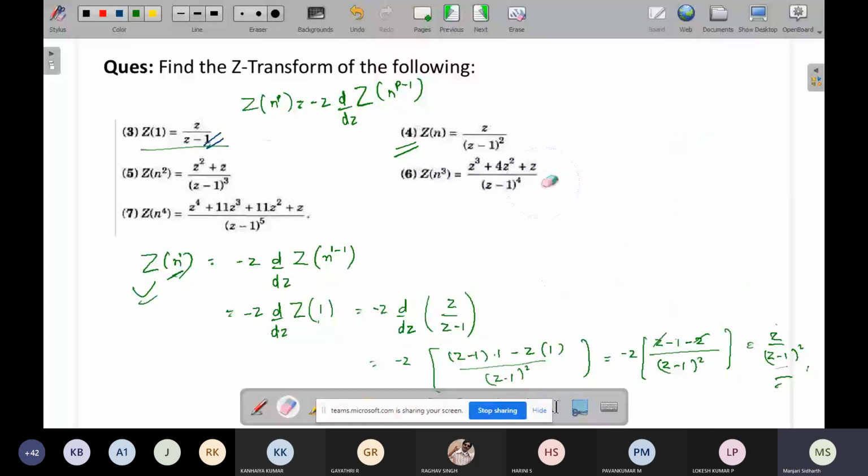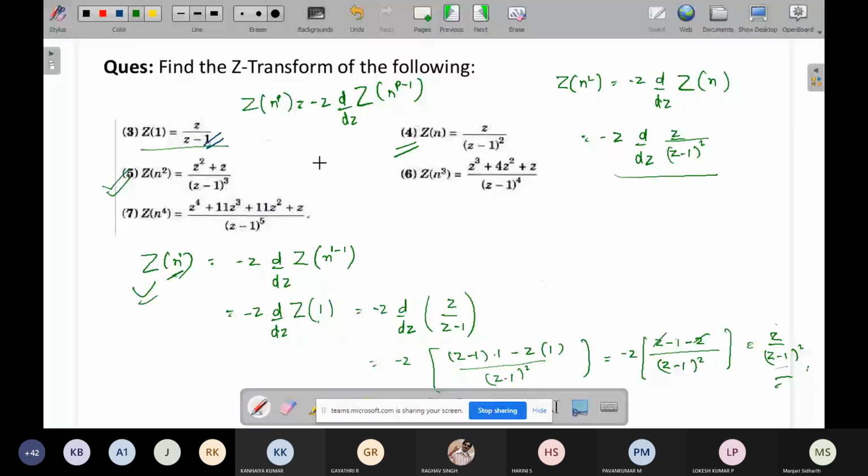Now the z transform of n square, same: minus z d by dz of the z transform of n, right? Minus z d by dz, and the z transform of n is z over (z minus 1) whole square. Now you can solve this. To prove this is your homework. Simply you need to take the derivative. The result you will get for n square, use it for n cube.